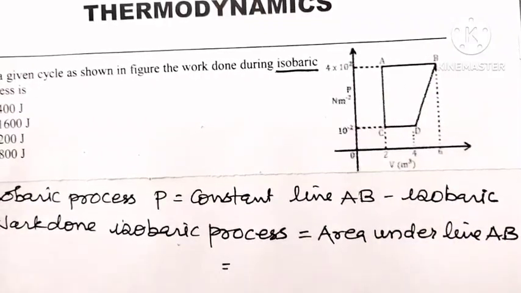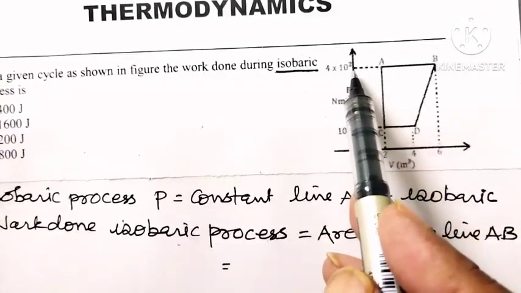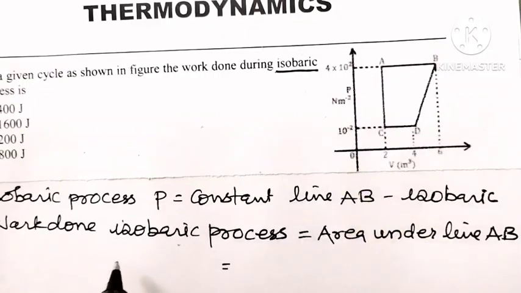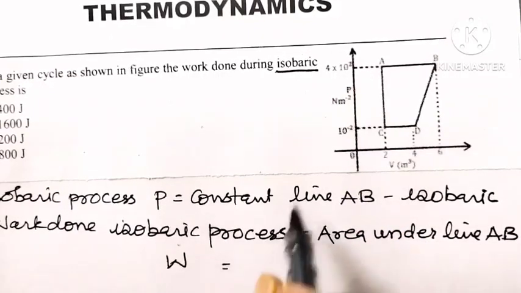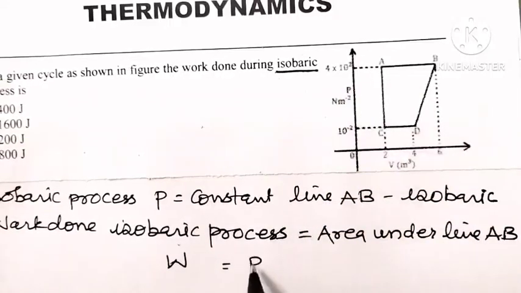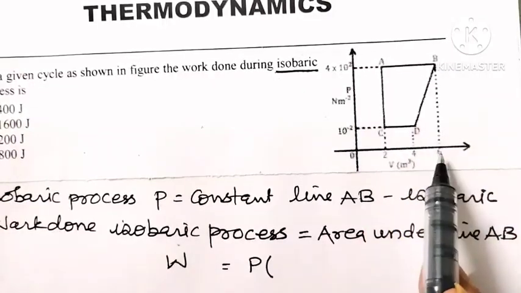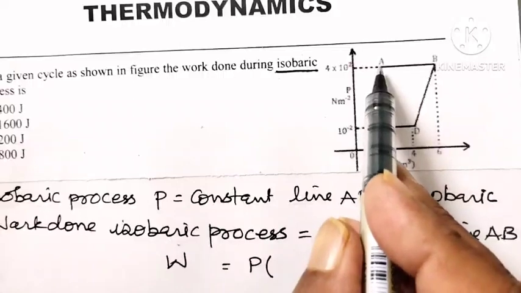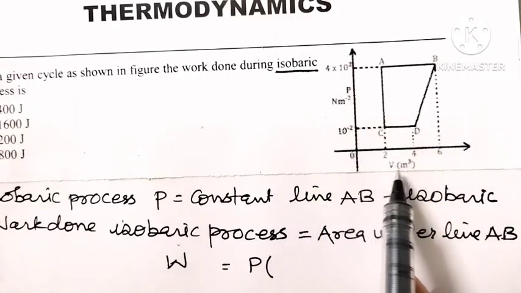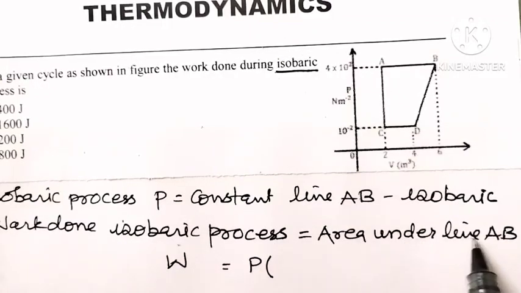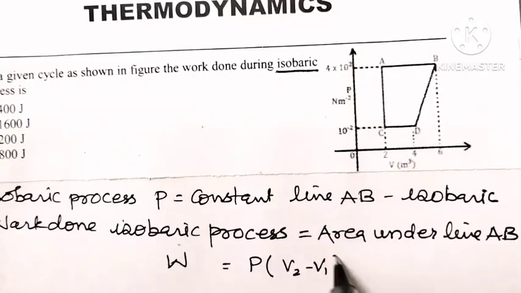See here, as far as the y coordinate is concerned, it is pressure. So work done W is equal to, because pressure remains constant, P into volume. See here, corresponding to point B, what is the volume? 6. Corresponding to point A, the volume is 4 cubic meter. Volume is measured in cubic meter. So work done during isobaric process is actually the area under line AB, and that is work done W is equal to P into V2 minus V1.